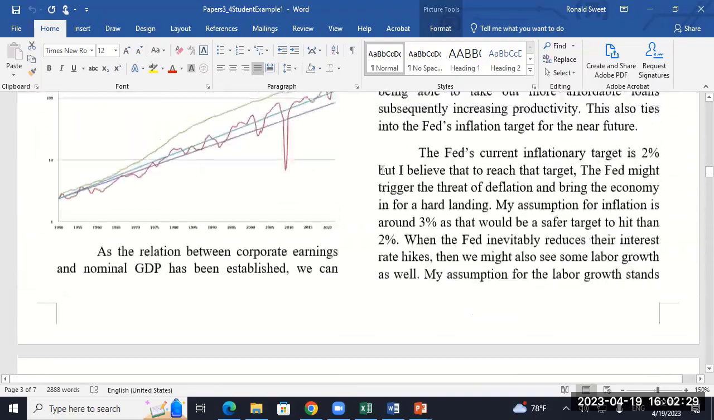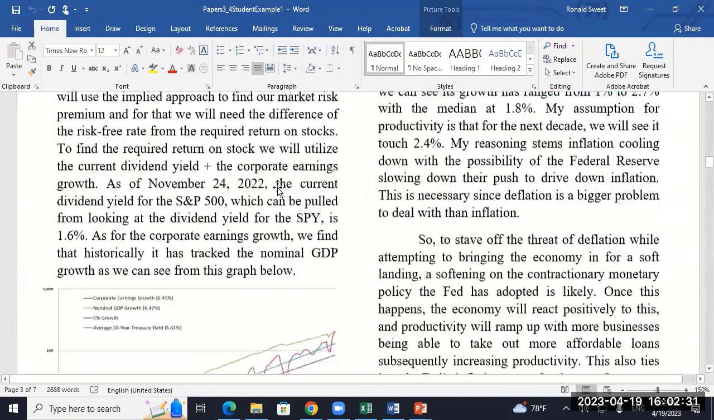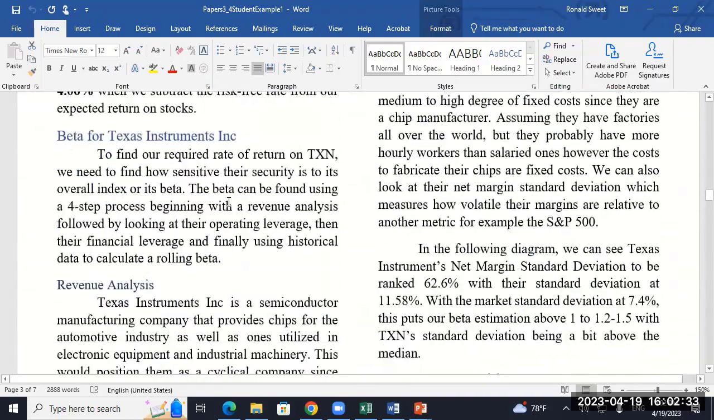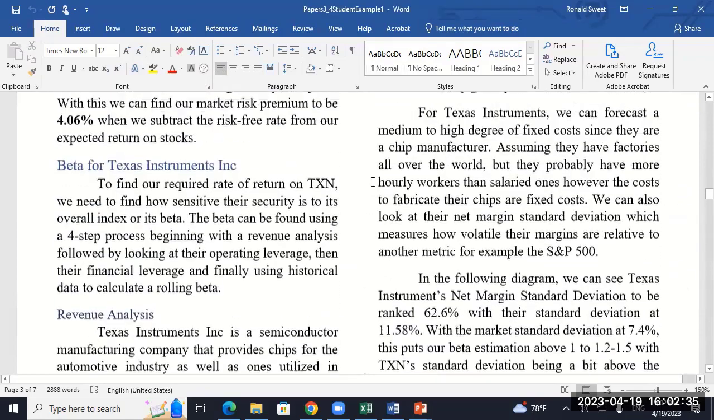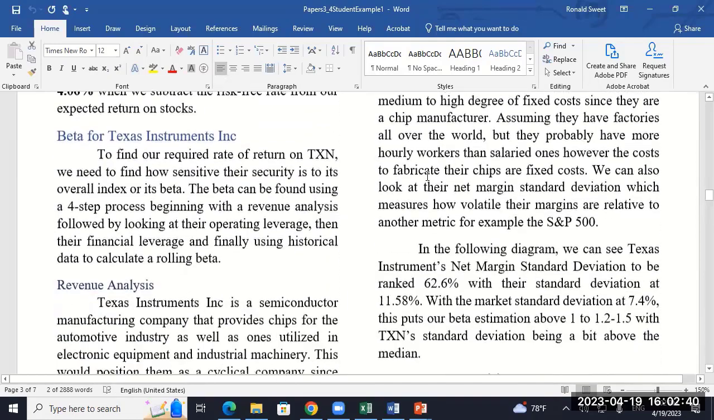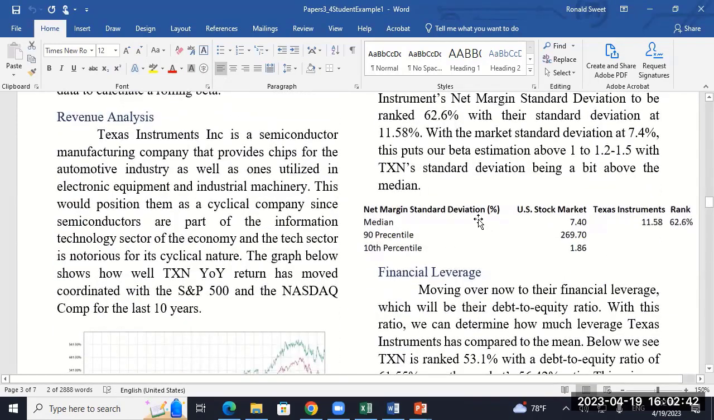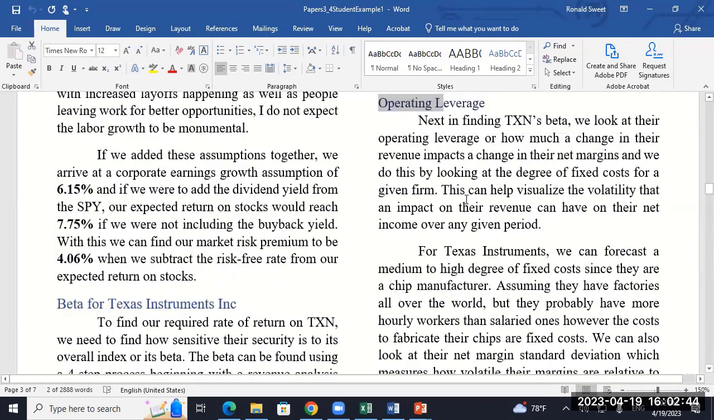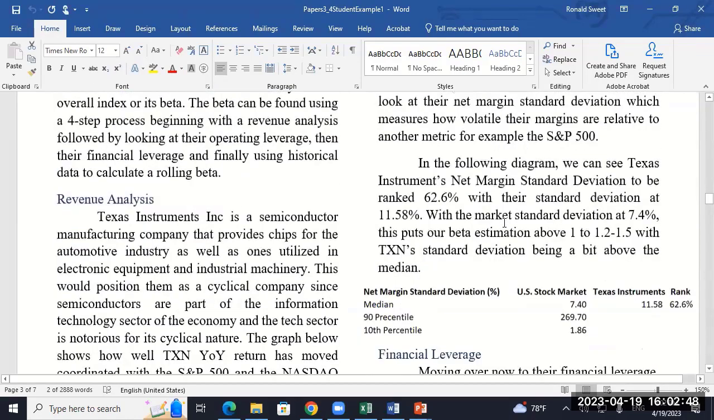So quite a bit of discussion about productivity and labor growth and those type of things. And then the beta is real straightforward. Revenue, operating leverage. Make sure operating leverage is not just the chart, but it's also the subjective side of what's the fixed cost nature of this business. So you want that in there as well.